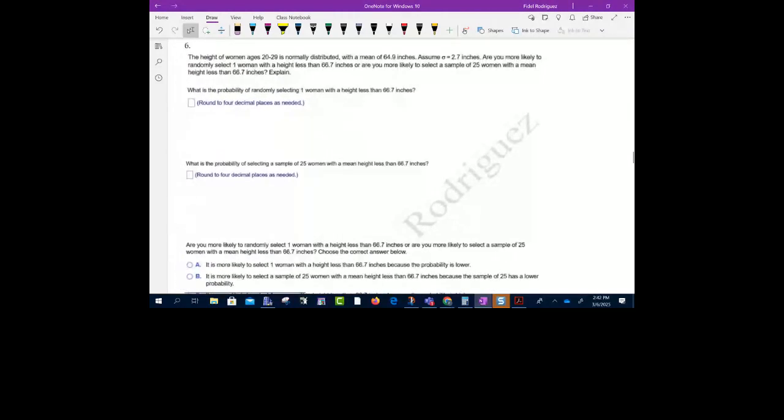So, number 6, it says the height of women ages 20 to 29 are normally distributed with a mean of 64.9 inches. Okay, so let's write out some things here. My average, 64.9.